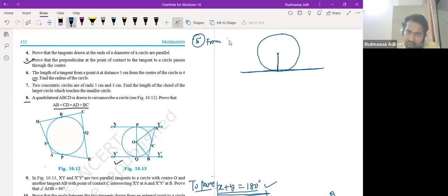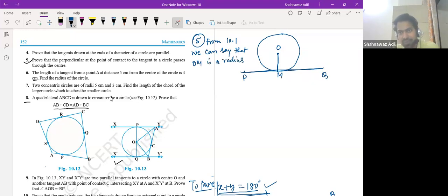From 10.1, let's say this is O, this is M, and then this is P and Q. So we can say that OM is a radius, right? Yes, sir. So if OM is a radius, then O is the center, because a radius passes through the center. So this is the argument question.